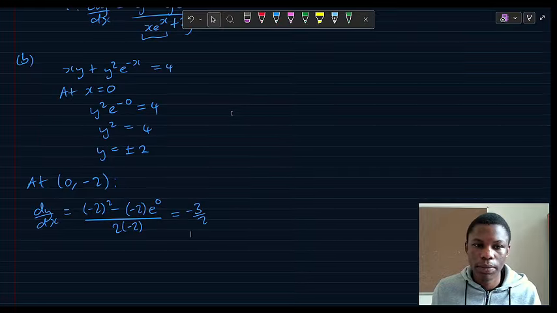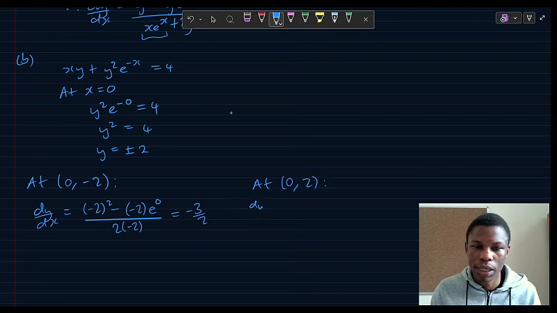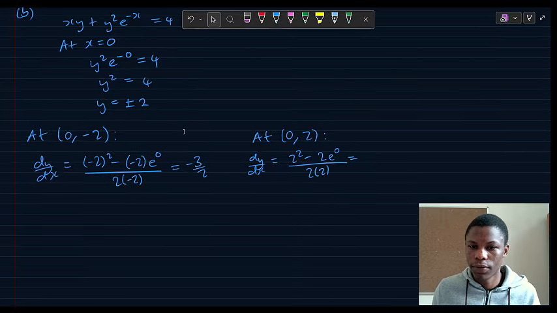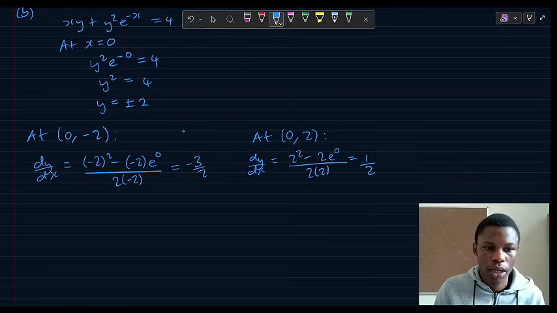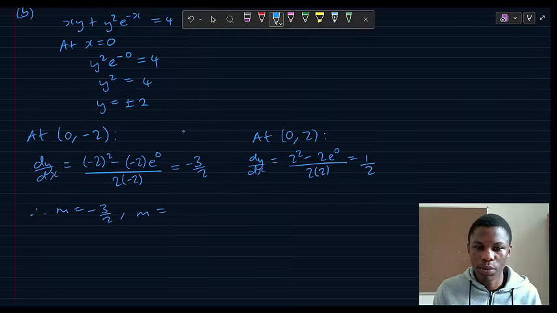And then we'll do the same at x is 0, but y is positive 2. So dy dx is going to be equal to 2 squared minus 2e to the 0 all over 2 times 2. This time we get 4 minus 2 over 4, which is 1 over 2. So our two gradients are going to be m is negative 3 over 2 or m is positive 1 over 2. Question number 6.